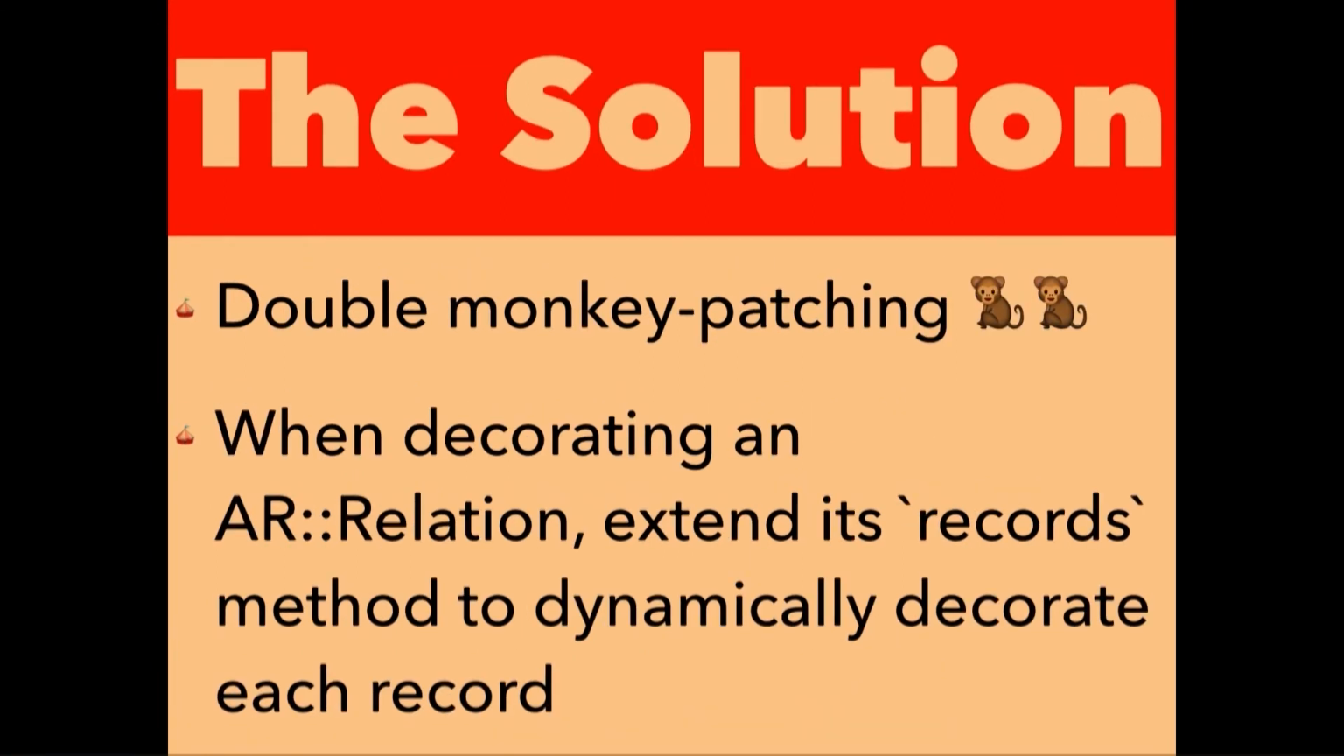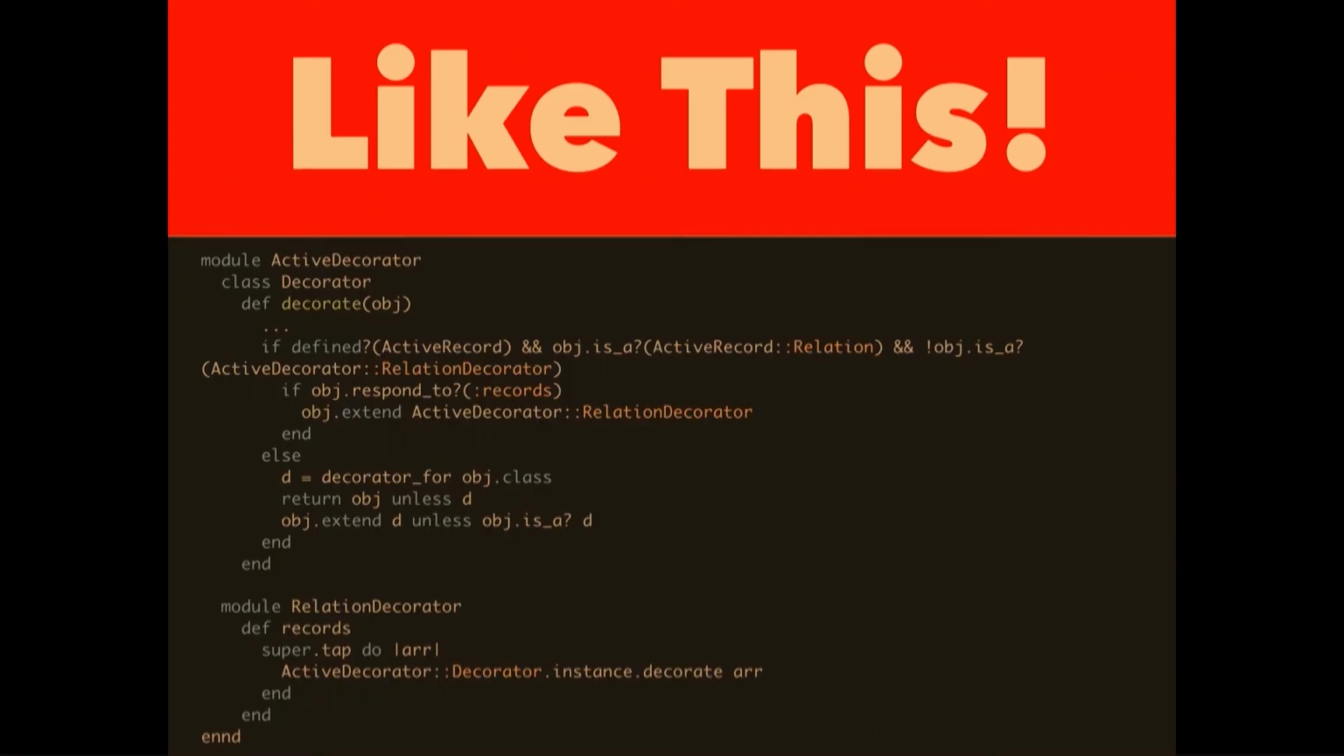So my solution to this problem is double monkey patching. We monkey patch the view_assigns method to extend Active Record relation dynamically. Let me show you an example. The code looks like this. This is the decorator module.